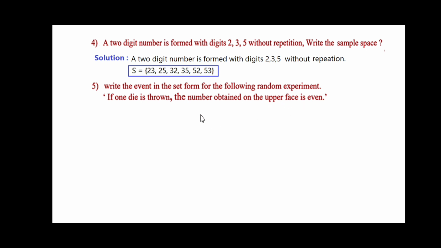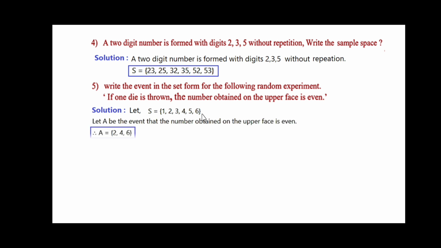Friends, we know that when a die is thrown, you get 6 possibilities, and we can write the sample space as S is equal to 1, 2, 3, 4, 5, 6. Out of these 6 numbers, 2, 4 and 6 are even. So this becomes one event A. Let A be the event that the number obtained on the upper face is even. So A will be 2, 4 and 6. Event A consists of these elements 2, 4 and 6.